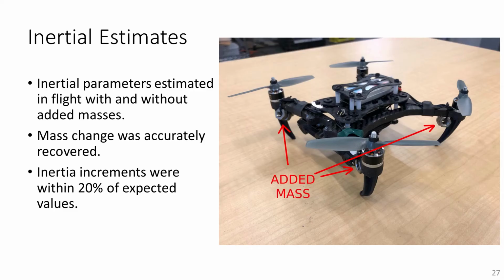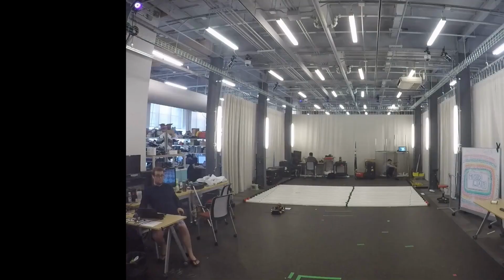Finally, we can return to the inertial parameter estimates. Motivated by picking up and dropping off packages, we estimated a set of inertial parameters for one flight with a bare platform, and then again after strapping on additional weights. These weights represent about a 20% change in aircraft mass and a 30% change in principal moments of inertia.